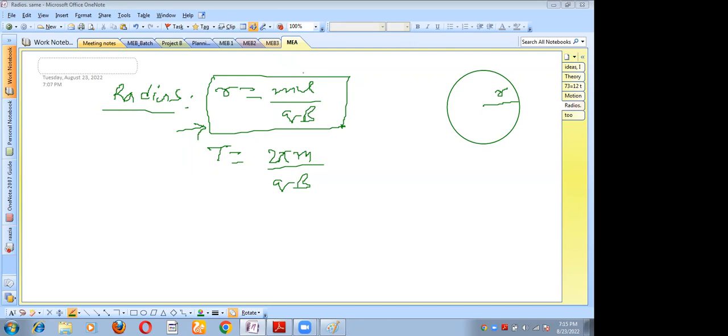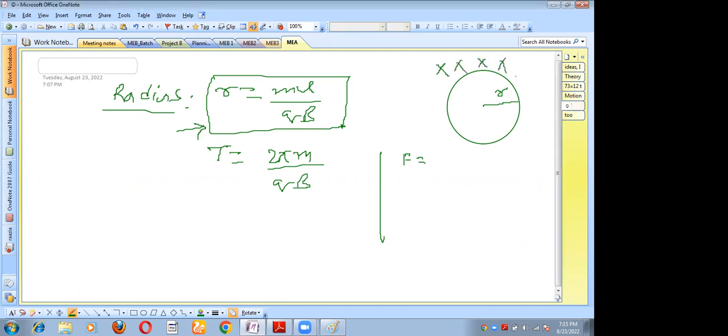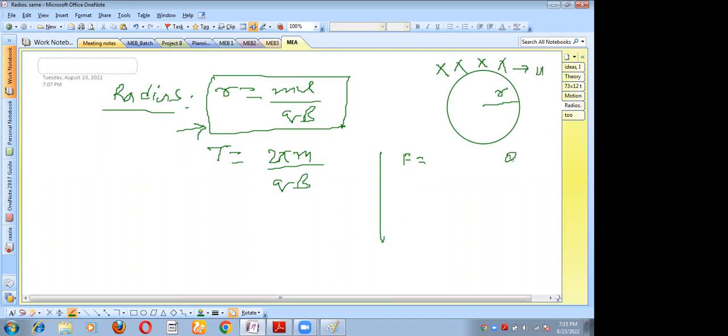I will give you a little idea how we calculate the radius. Here the force is qvB. I will give you in brief how this formula is calculated. Force is given by qvB sin theta, and here the angle is 90 degrees, since velocity is along this direction. So we put F is equal to qvB, and that becomes equal to mv squared by r. From here, we get r is equal to mv upon qB.